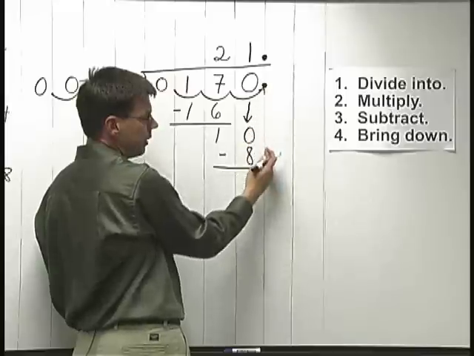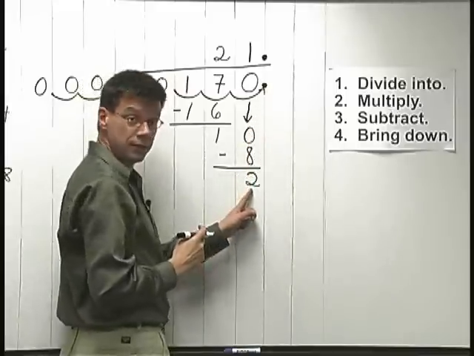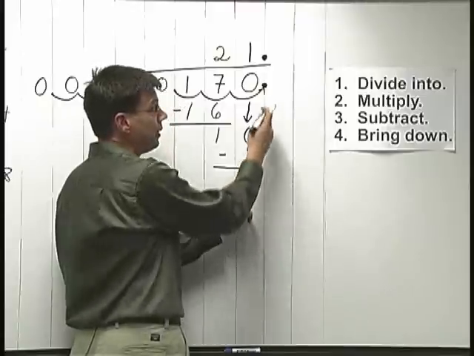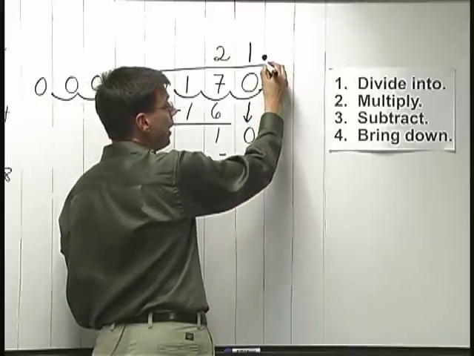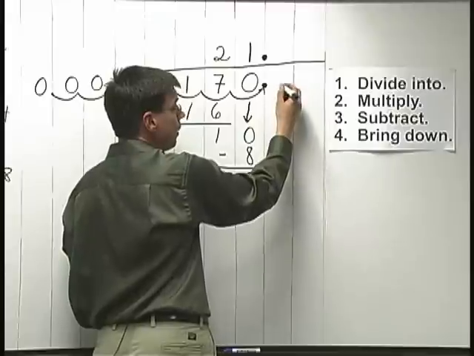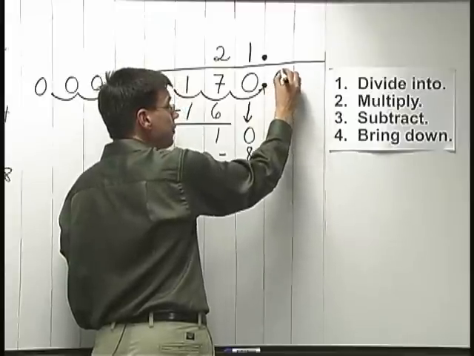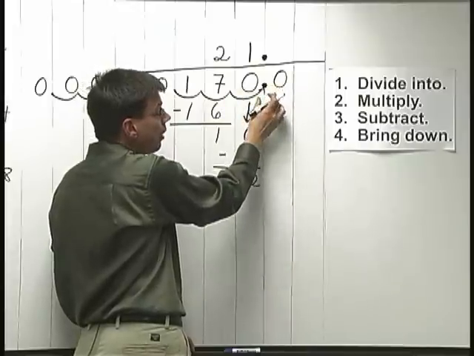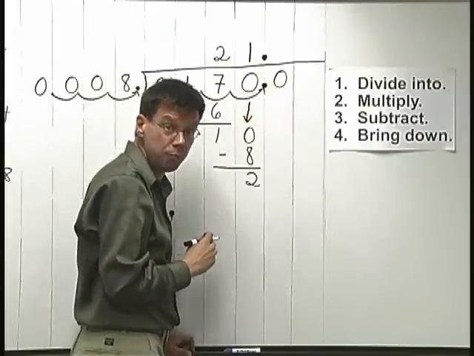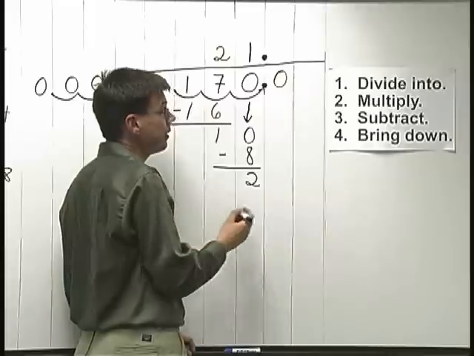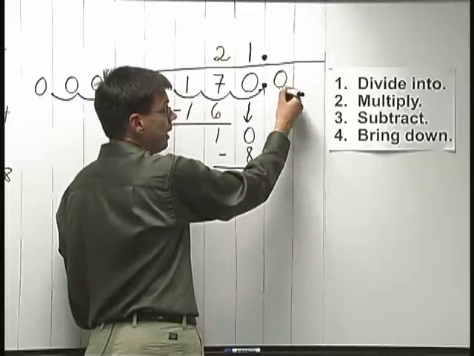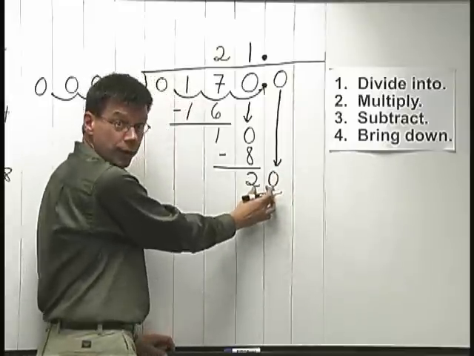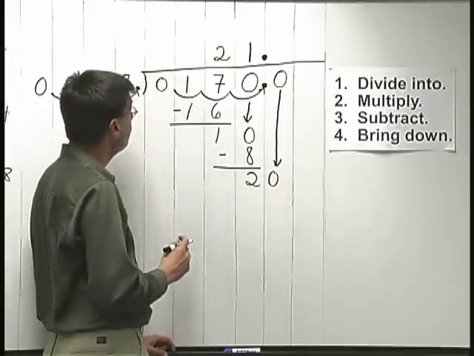And now I've gotten to my decimal point, but I still have a remainder here. Because I'm at the decimal point, I can extend my long division box and write an extra 0 on the end. That will not change the value of the number, the 170 point, that I have inside the long division box. I can add a 0, bring it down, the 2 becomes 20, and now I continue the process.